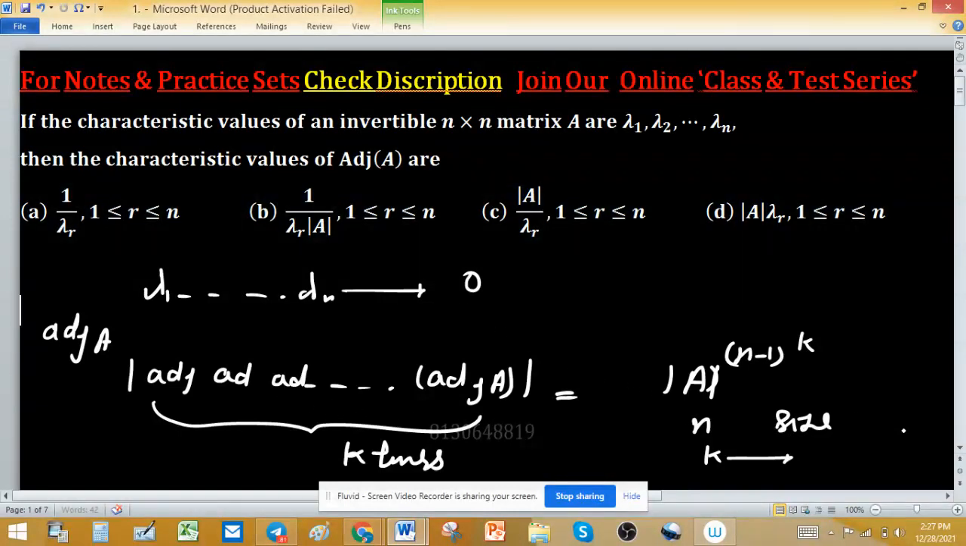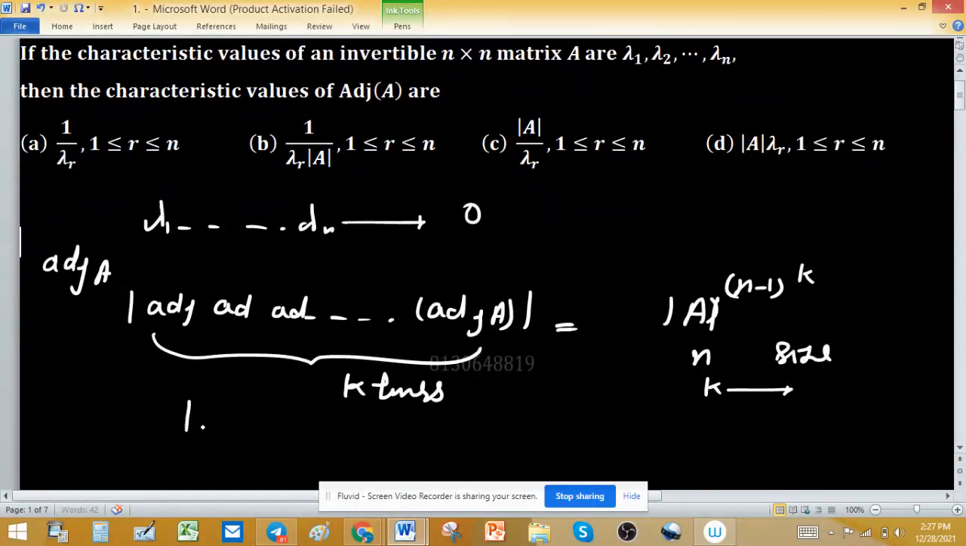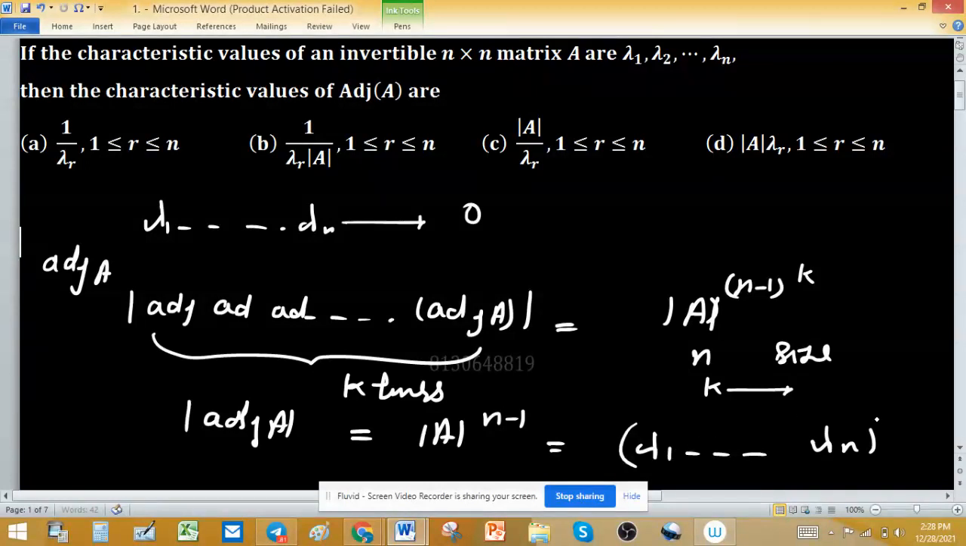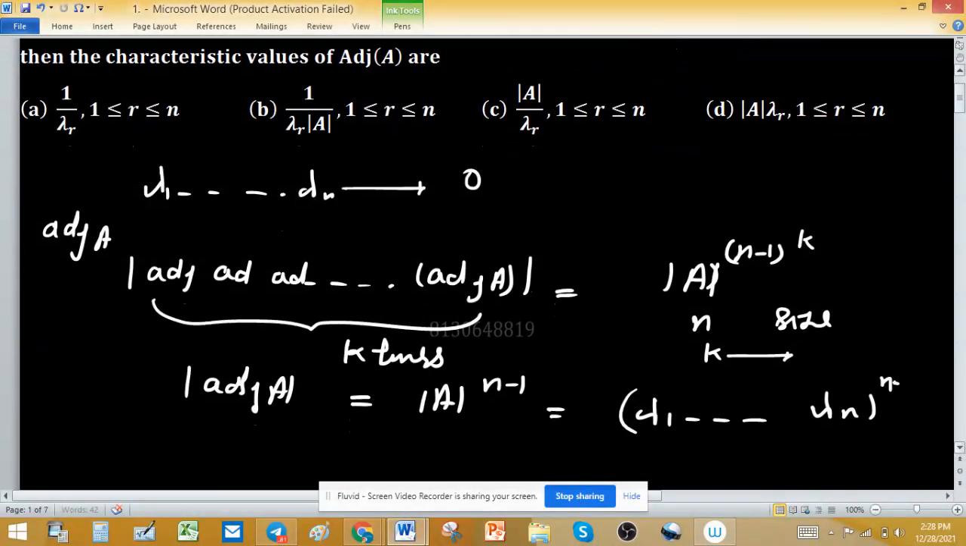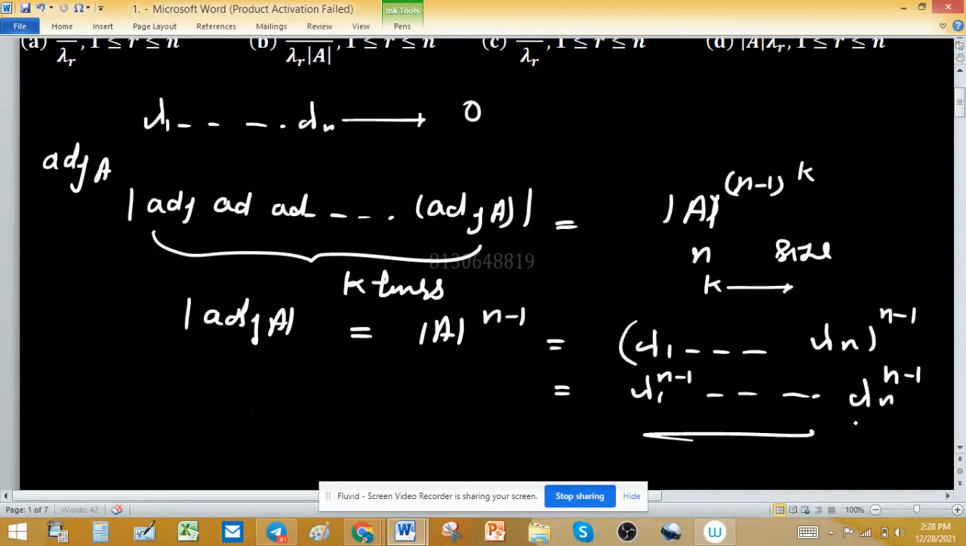In this case we have to find the determinant of adjoint A. So determinant of adjoint A will equal determinant of A raised to the power n minus 1. The eigenvalues of A are lambda 1, lambda 2 up to lambda n, so their product will be the determinant. So (lambda 1 up to lambda n) raised to the power n minus 1, which can be written as lambda 1 to the n minus 1 up to lambda n to the n minus 1. Call this equation 1.